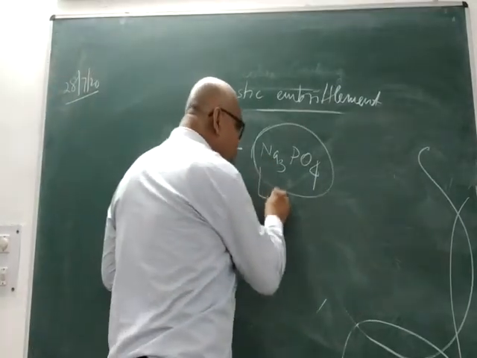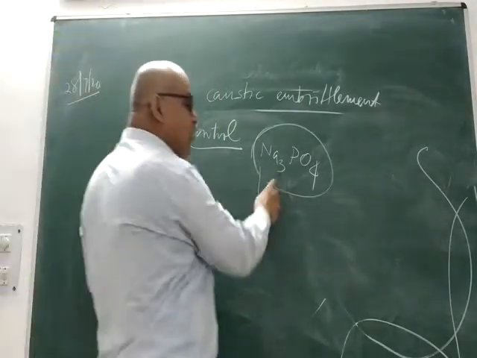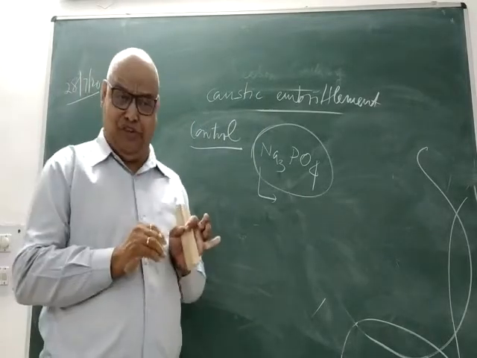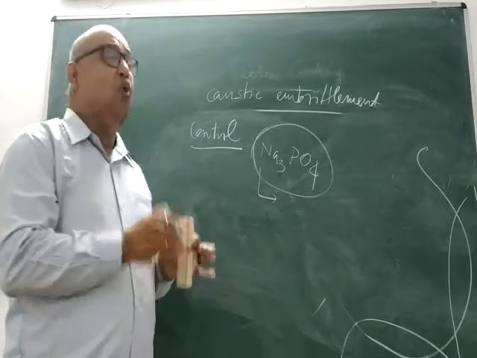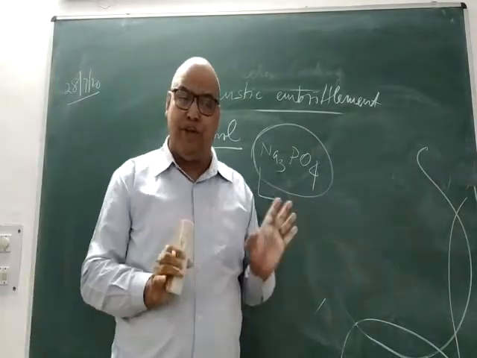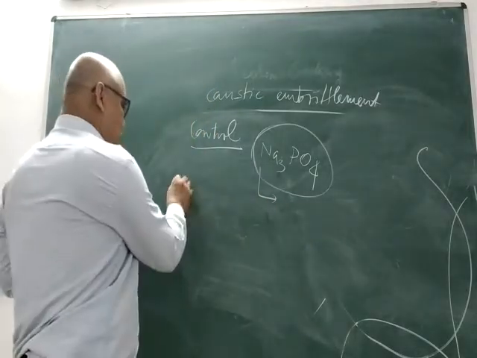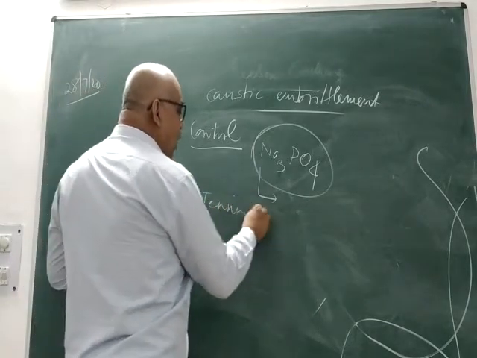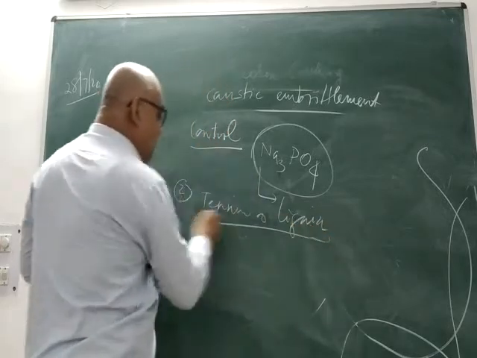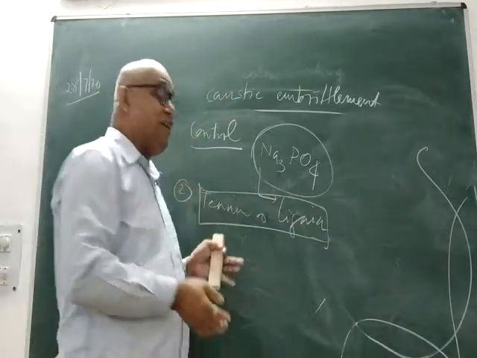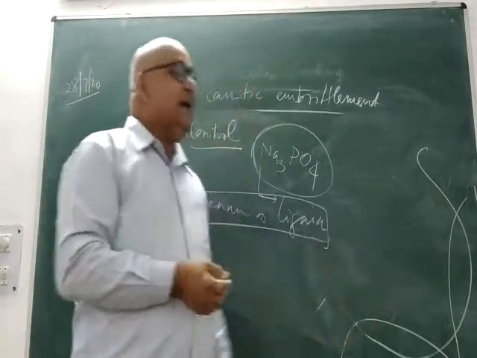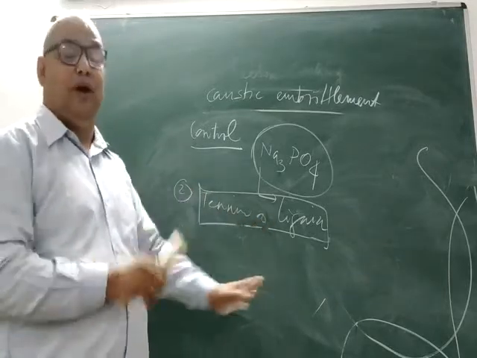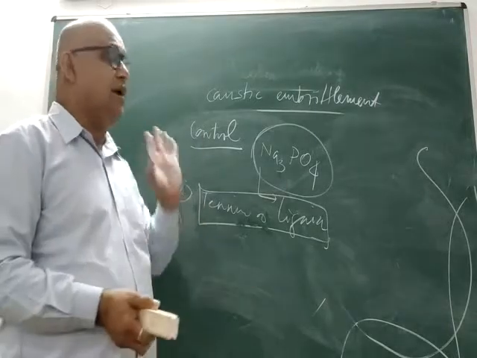What happens if we use sodium phosphate for water purification? This molecule will get inside the hairline crack and block the hairline crack, as a result of which sodium hydroxide, even if it is there, will not be able to come in contact with iron. As a result, no reaction will be there. Number two, we can use tannin or lignin. If they are used in water, they have the property of getting into the hairline crack and blocking it. As a result, they will also prevent sodium hydroxide from coming in contact with iron, and the reaction will be stopped.